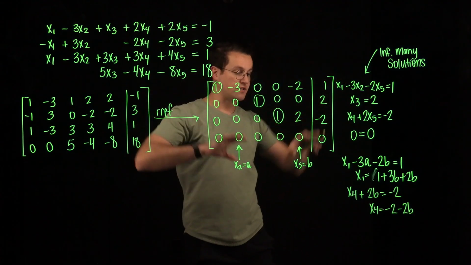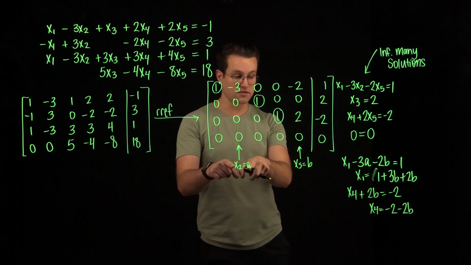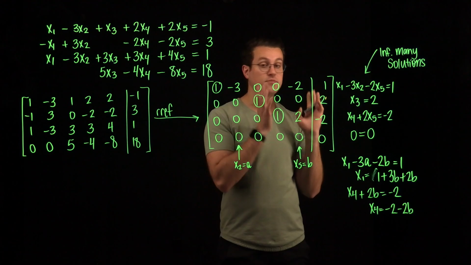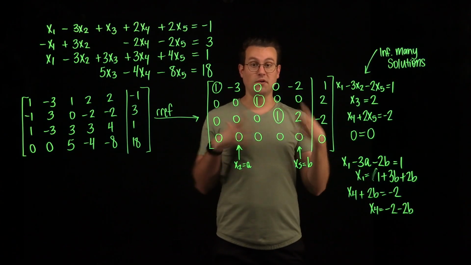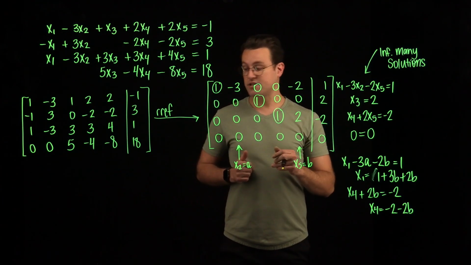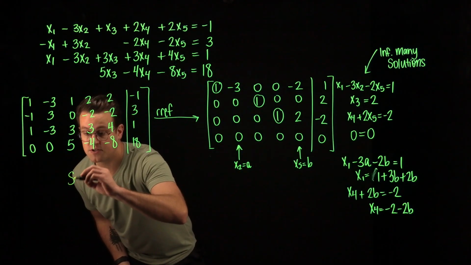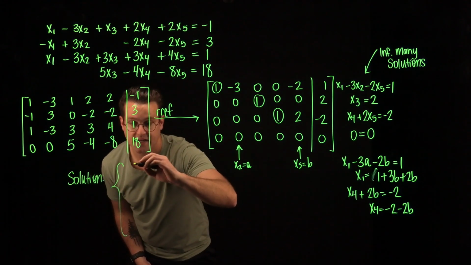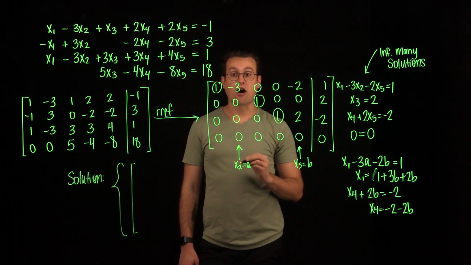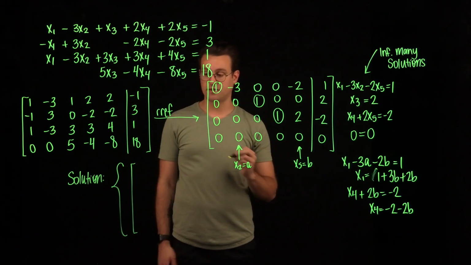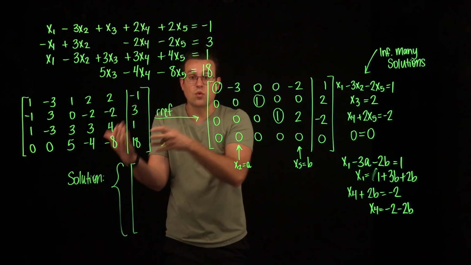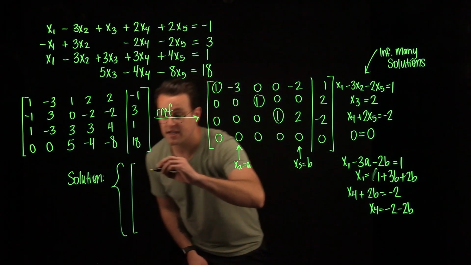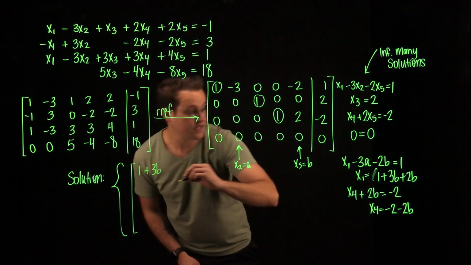Now, they're kind of in different spots, right? I have x1 here, x2, x3, x4, and x5. But the key thing is I now have all of them completely in terms of either numbers or multiples of a's and b's. And that means I'm ready to write my solution. So my solution is the set containing vectors. Okay, my vectors will be in R5 because I have 5 variables. And I need to put in what the x1, x2, x3, x4, and x5 slots look like. So x1 is 1 plus 3b.